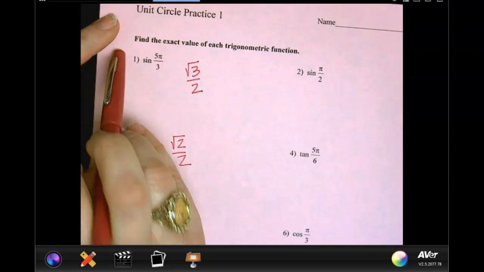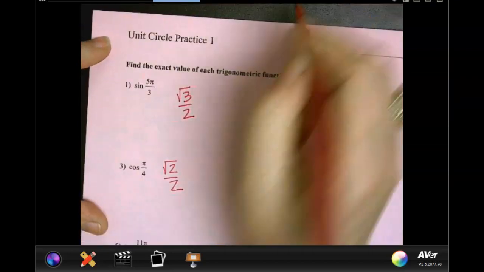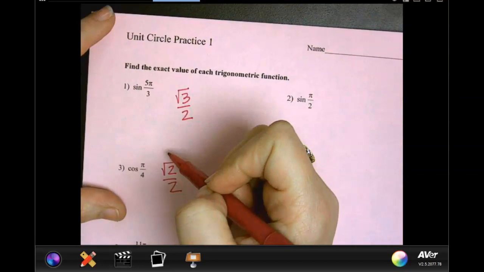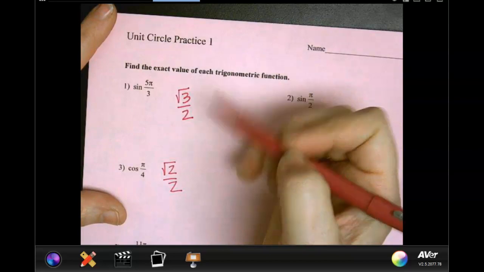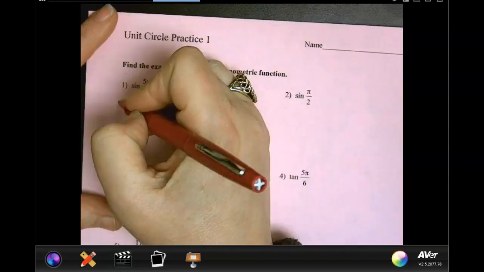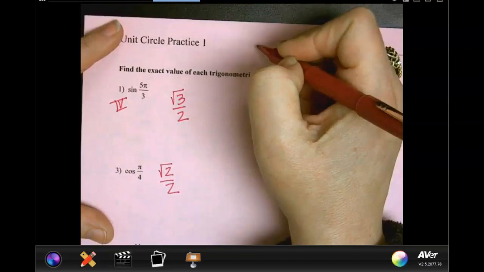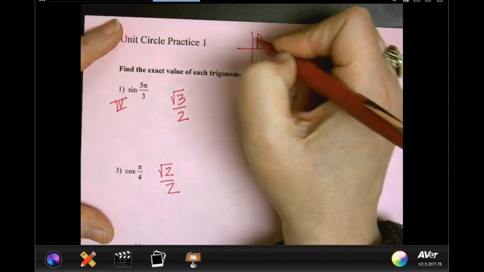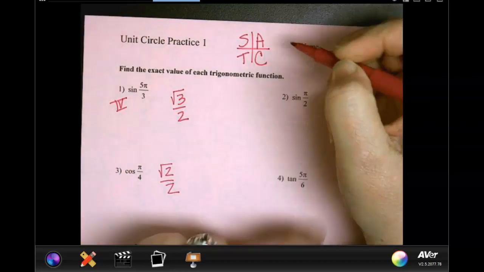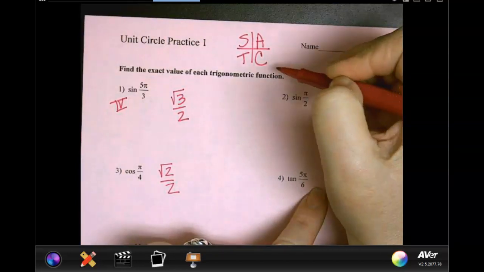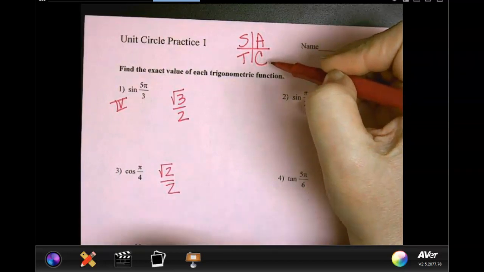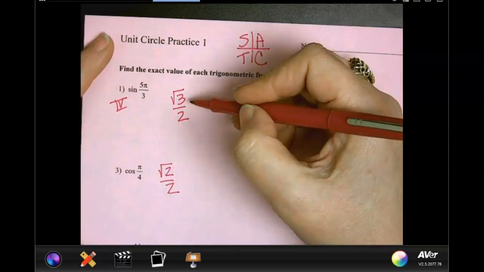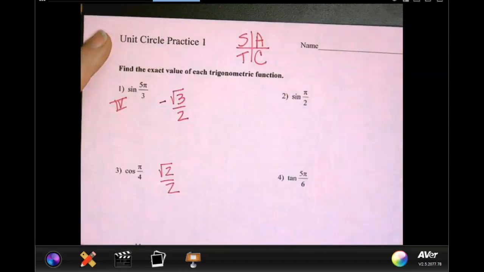But I'm not in quadrant 1. So I have to figure out what quadrant 5 pi thirds is in. It's in the 4th, because 6 pi thirds is 2 pi, and you back up 1. So we're in quadrant 4, right? I'm in quadrant 4. So then I have to think, all right, well, I know that I have this All Students Take Calculus. So that means that the C means that cosine is positive in the 4th quadrant. So sine is what? Negative. So your answer is negative square root of 3 over 2. Okay, we okay with that?